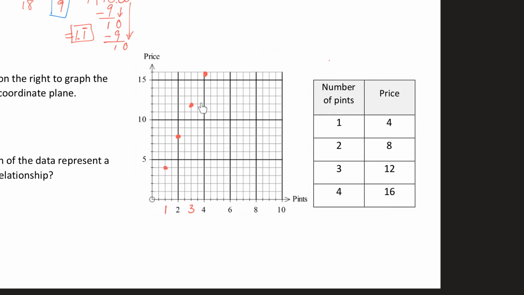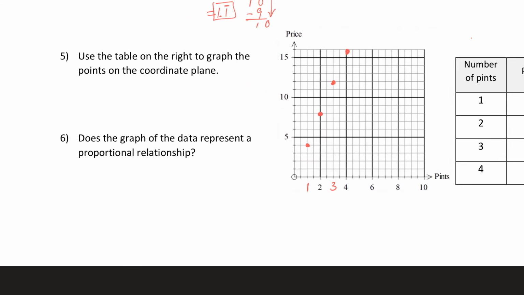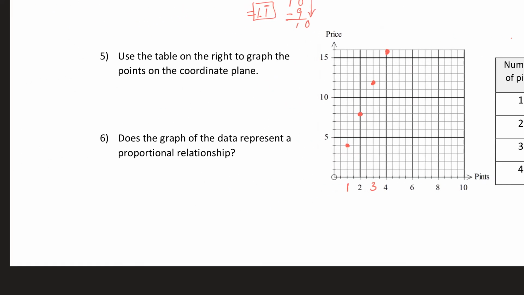But we can imagine a straight line right there. And that's important. Straight line. Does it make a proportional relationship? Yes. It makes a straight line through the origin. Okay. To continue.